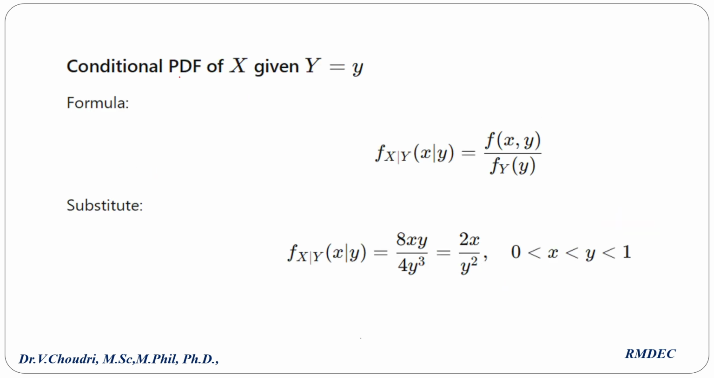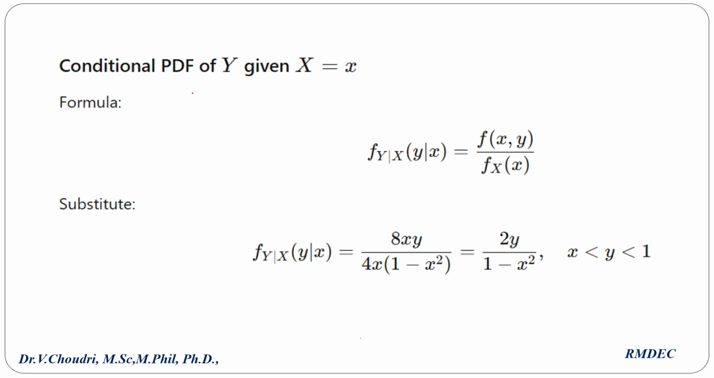Now, the conditional probability density function of x given y equal to y. So, f of x given y is f of x comma y divided by f of y. F of x comma y equal to 8xy. Now, what we have found? F of y is 4y cube. So, 1y cancels, and also 4 and 8 reduce to 2. So f of x given y equals 2x by y square.